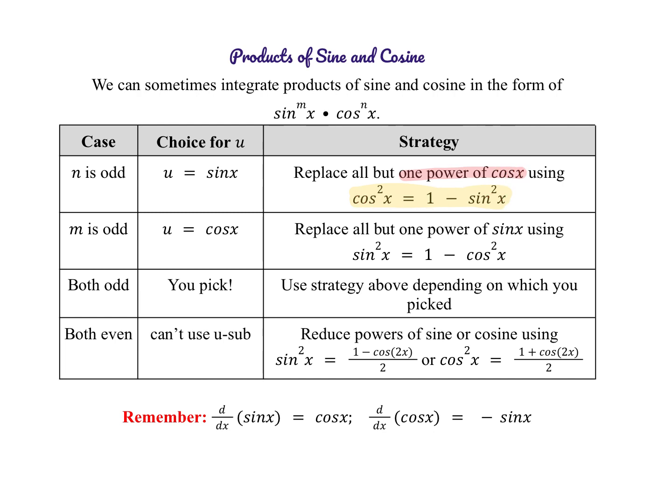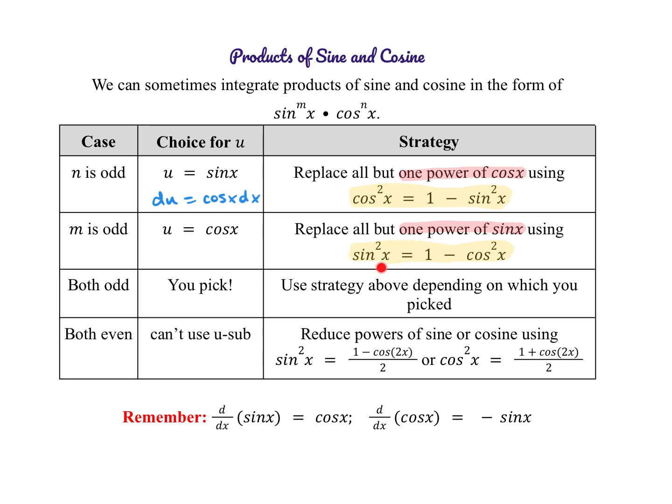If you do that, you can use u sub and set u equal to sine, because with that strategy, du is cosine of x dx. So the 1 power of cosine that you left out will substitute out when you do your u sub. That's our strategy if you have an odd power of cosine. There's a very similar strategy if you have an odd power of sine. You pull out 1 power of sine and replace all of the rest of them using this form of the same trigonometric identity. This is just sine squared plus cosine squared equals 1 rewritten.